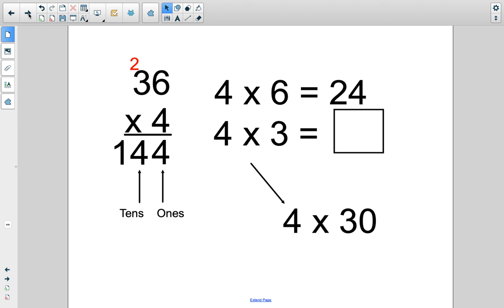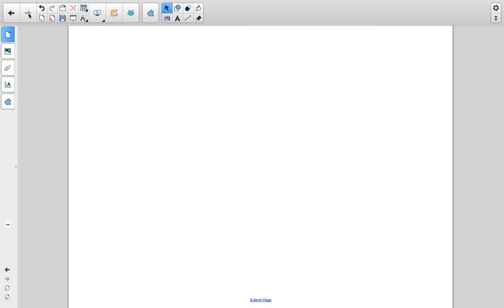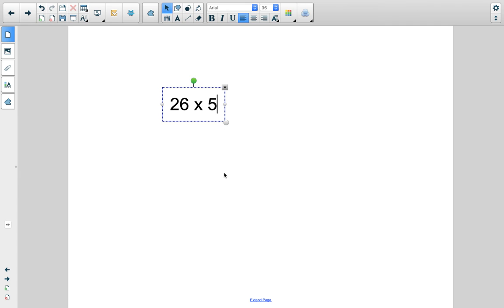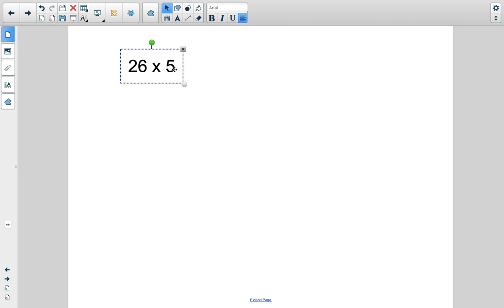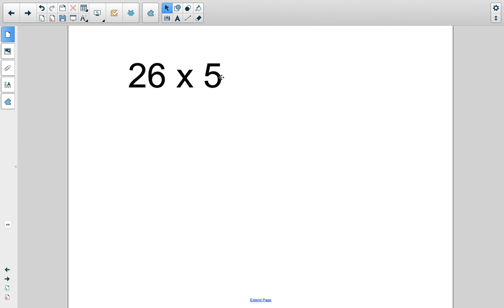Now I know that seems complicated, so we're going to try another one. Let's say I have 26 times 5. All right, and I want to do 26 times 5 and figure out what the answer is. I'm just going to make this bigger first.